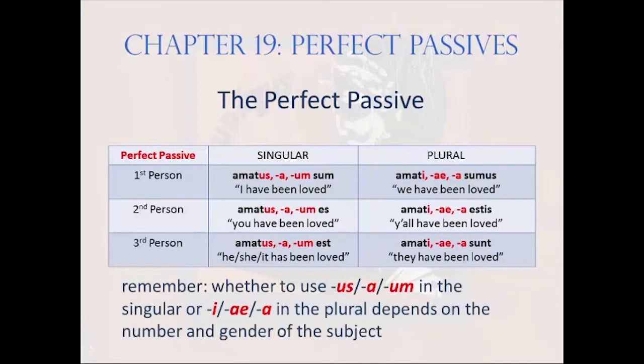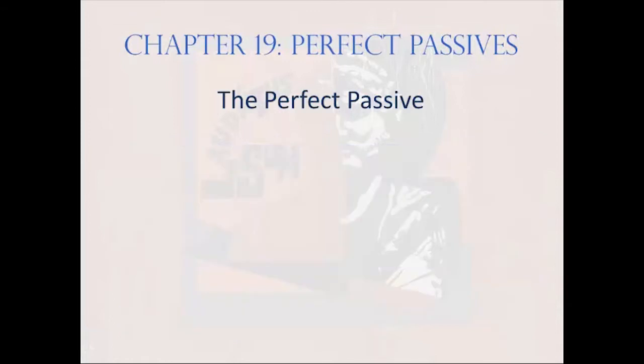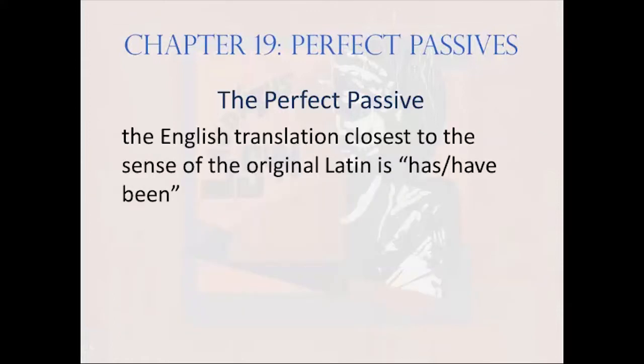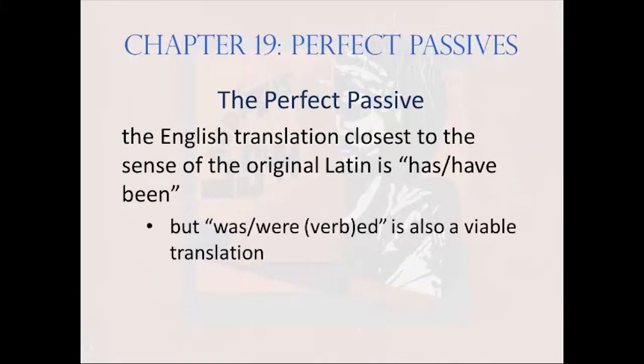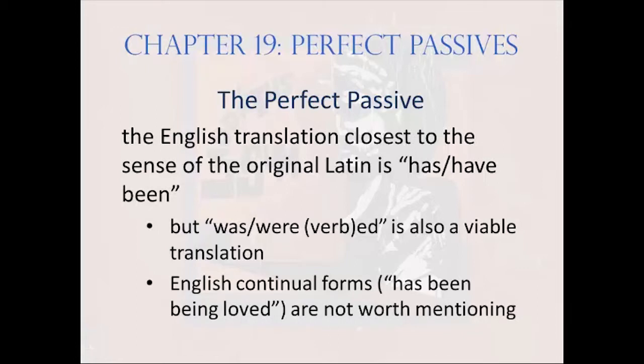Remember to use us, a, um in the singular in accordance with the gender of the subject, or in the plural, i, ae, a. The closest translation in English to the Latin perfect passive is has or have been, although was or were is also a viable translation, in this case was or were loved. English also has a continual form, has been being loved, but we won't use that translation in this class.